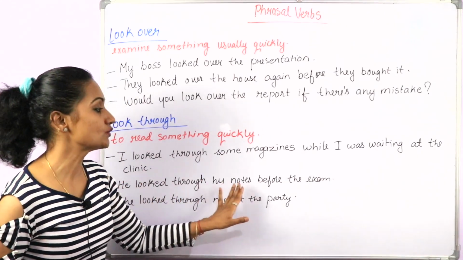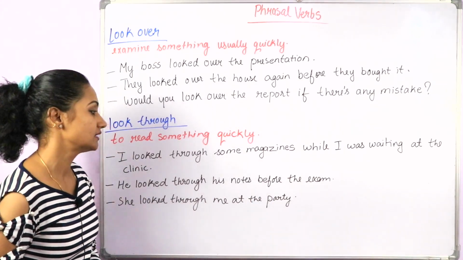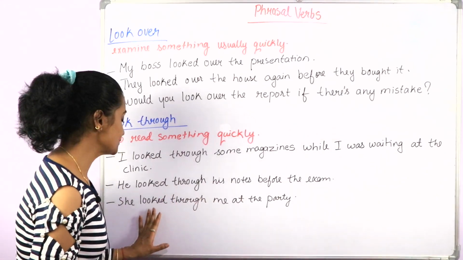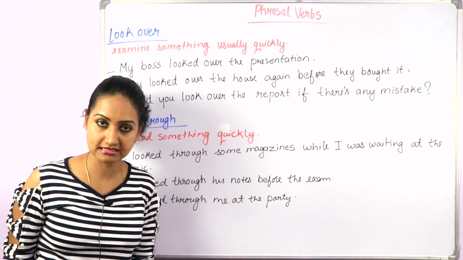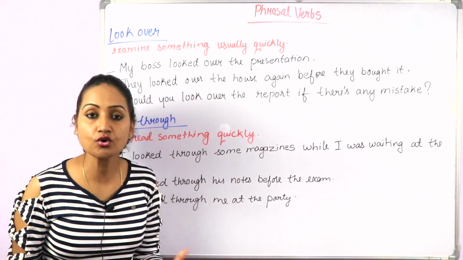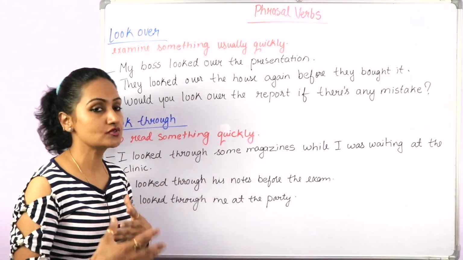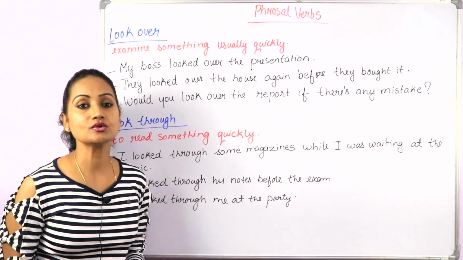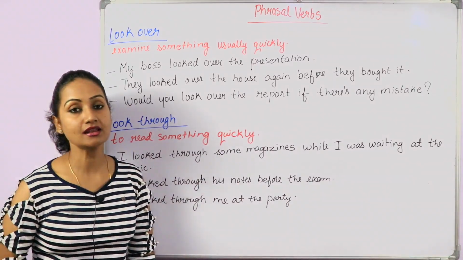He looked through his notes before the exam. He quickly read the notes before the exam. Next is she looked through me at the party. Now when we use look through for a person, that means you ignore that person completely. She looked through me at the party as if she doesn't know me. She ignored me. So for a thing it means to read something quickly, and for a person it means to ignore someone. So that's how you can use look over and look through.